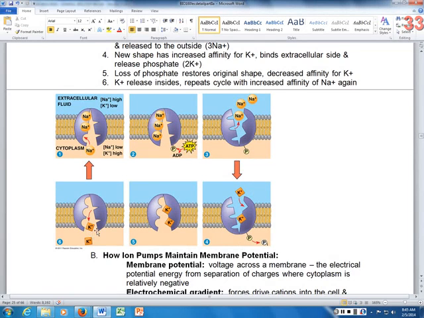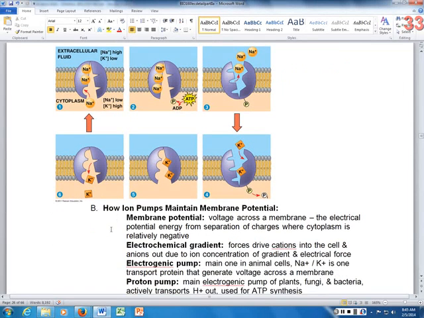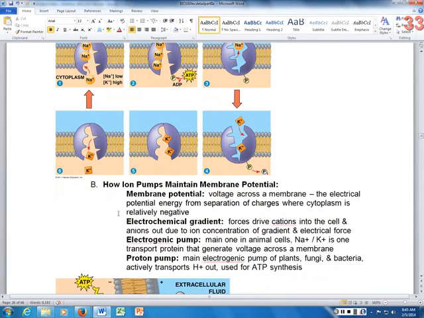So when you do that, what you create is this voltage across the membrane, or the membrane potential. It's like an electrical voltage. You create a battery. It's essentially that you've created something like this across the membrane. So it creates an electrochemical gradient. The pump creates that.